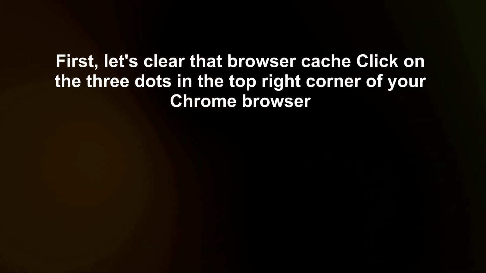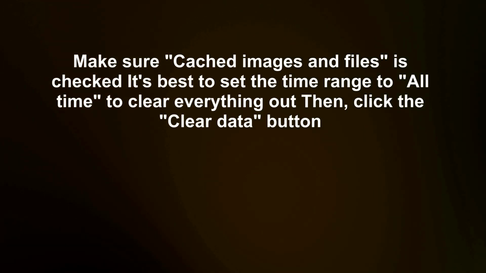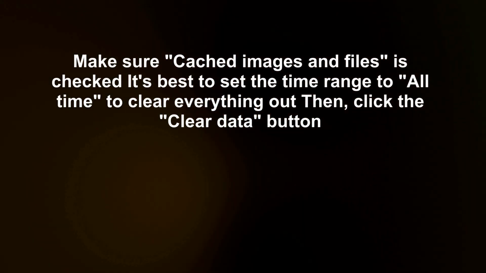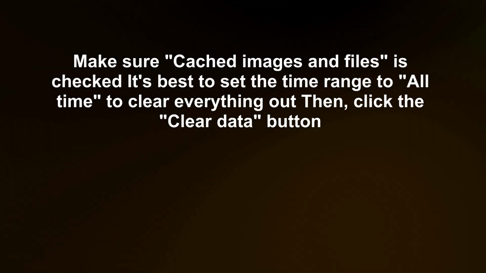Click on the three dots in the top right corner of your Chrome browser. Then, hover over More Tools in the drop-down menu, and click on Clear Browsing Data. Make sure Cached Images and Files is checked. It's best to set the time range to all time to clear everything out, then click the Clear Data button.